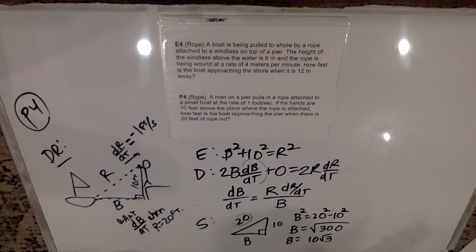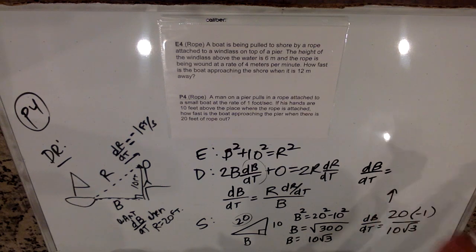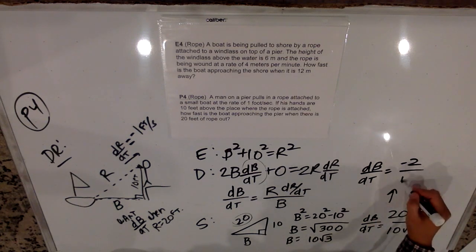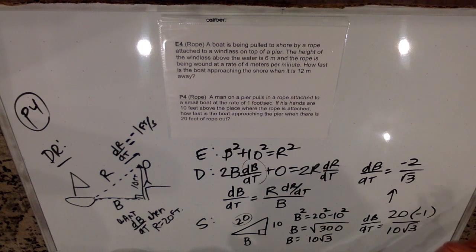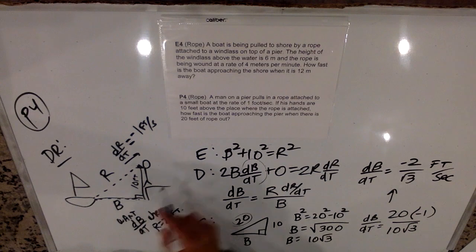And again, you don't have to simplify, but I think it's helpful if you have that skill. If you left it as a root 300, it's not the worst thing in the world. So when I go to substitute in, that means my dB/dt is going to be R, which was 20, times dR/dt, which was negative 1, over a 10 root 3, right? So if I clean that up a little bit, I get that my dB/dt is negative 2 over root 3. Now, that answer's fine if you want. It's in feet per second because my B is measured in feet, and my time is in seconds.